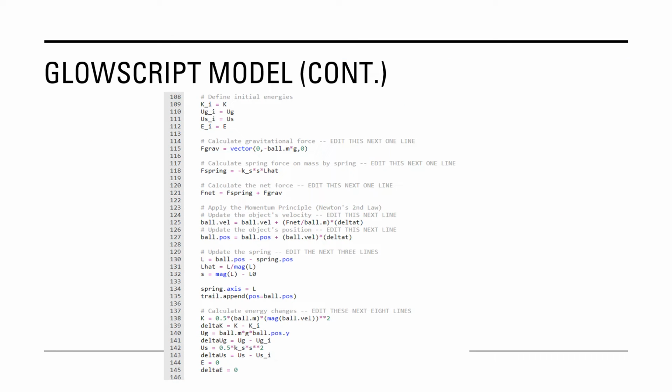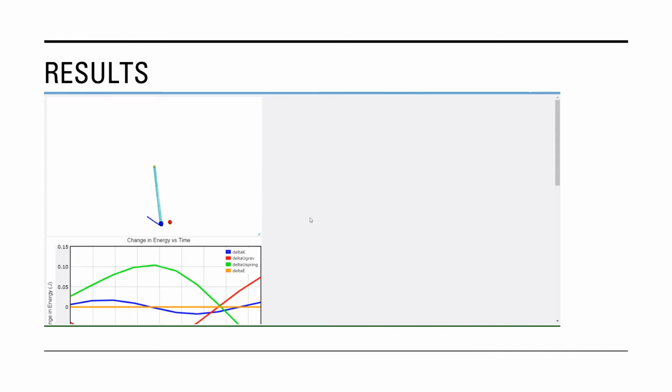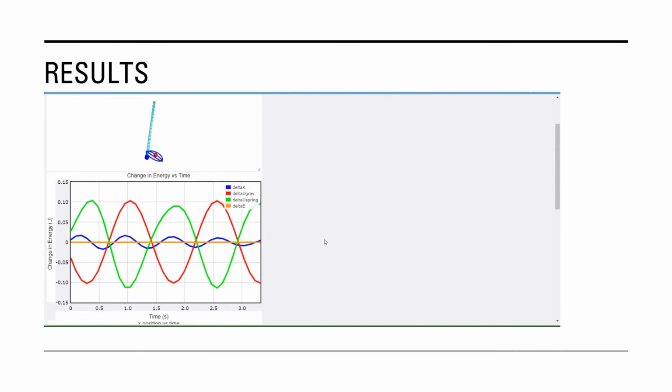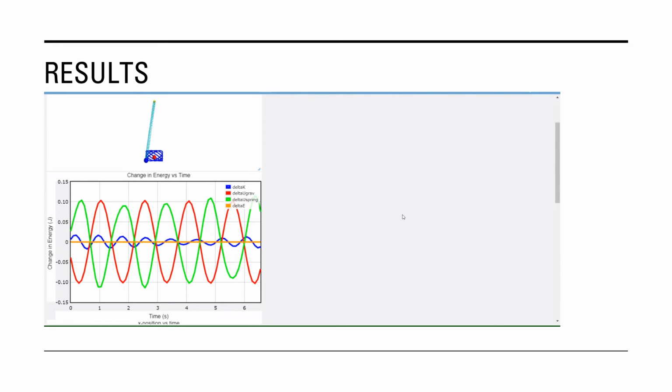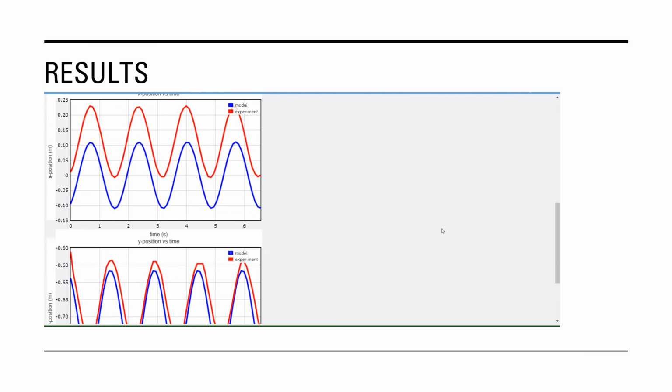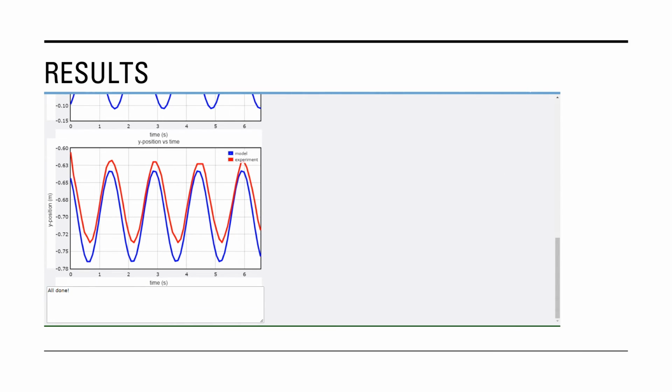So all this code is in the calculation loop of the GlowScript code, where we calculated the gravitational force, the spring force, and the net force. Also updated the velocity and position formulas for the mass. We included that updated spring data, and we accounted for the energy changes. So this is the resulting video that we get after running the program. As you can see, the spring is oscillating, and there are a few graphs at the bottom, which I will explain in the next slide.